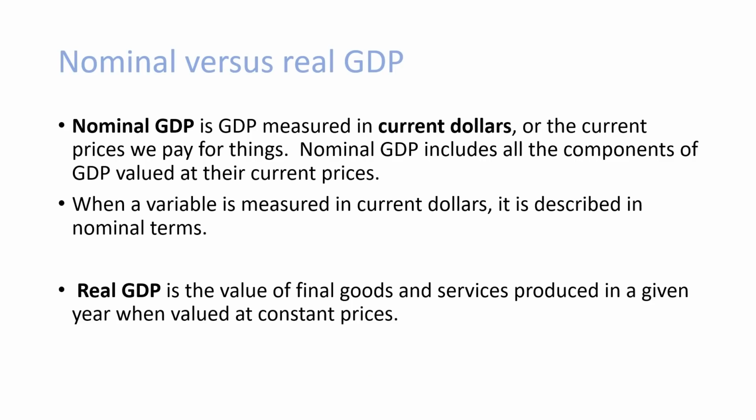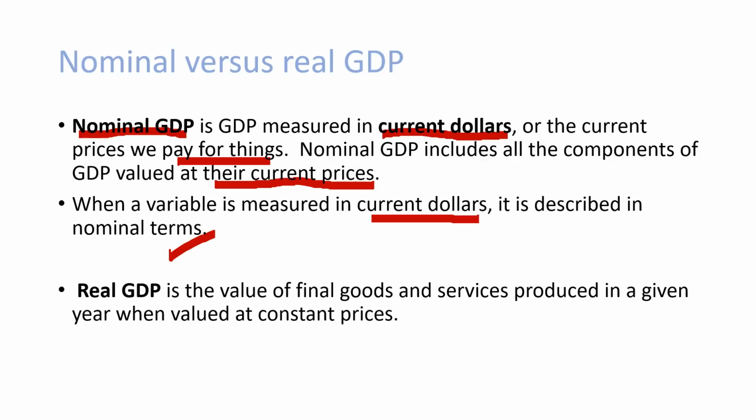Nominal GDP versus real GDP. Nominal GDP is GDP measured in current dollars, which means at current market price, or the current price we pay for things. Okay, market price. Nominal GDP includes all the components of GDP valued at their current price. When a variable is measured in current dollars, it is described in nominal terms.